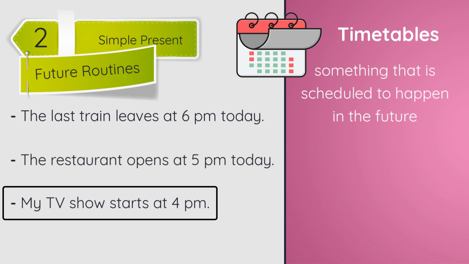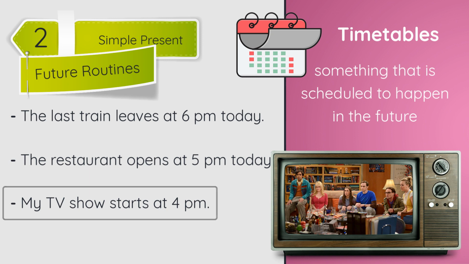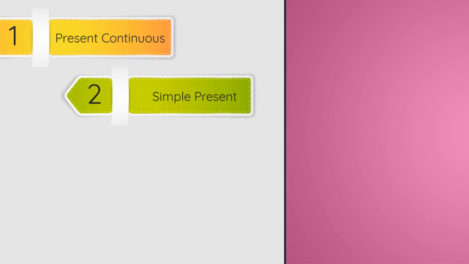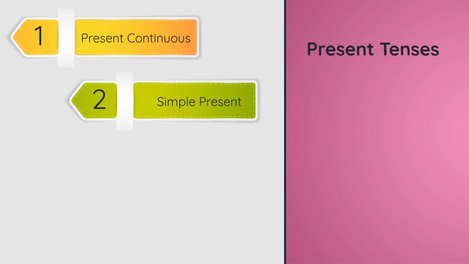Here's the third example. I like watching TV. Imagine I like The Big Bang Theory. My TV show, The Big Bang Theory, starts at 4 p.m. So again, it's a routine. It's a schedule that takes place in the future, but it's still a schedule, so we can use the simple present here. Alright, so these two, even though they're present tenses, they can be used for the future.